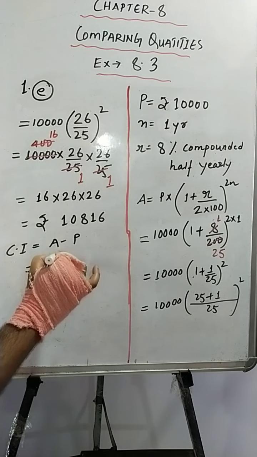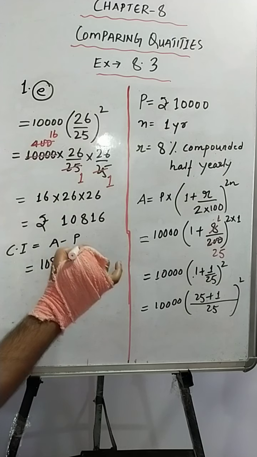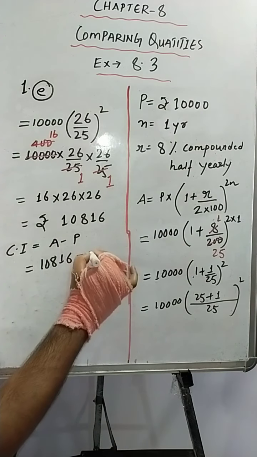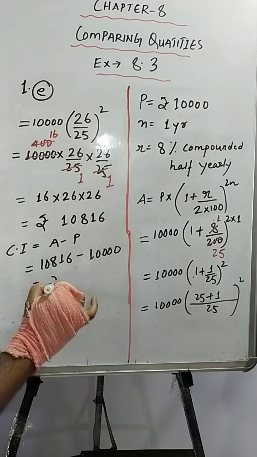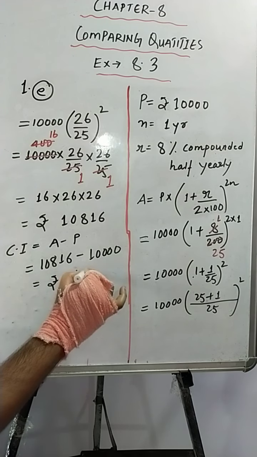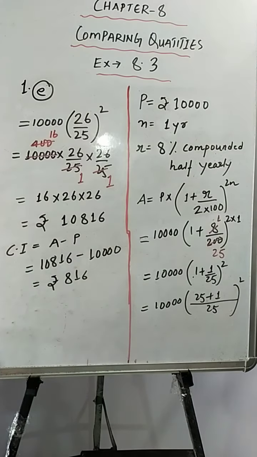So finally we have to find the CI, which is amount minus principal. So 10,816 minus, what is principal given? 10,000. So subtract, that is 816, the required answer.